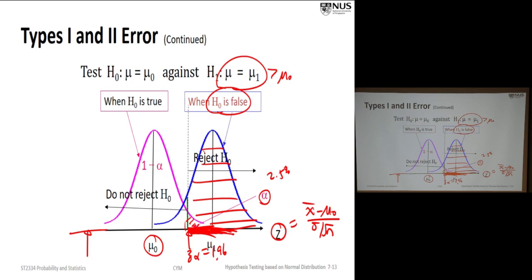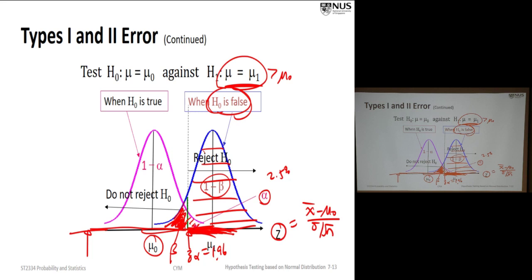And this is the power. What is the probability of committing a type 2 error? A type 2 error is when you do not reject the null hypothesis when the null hypothesis is false. In this case, false means mu equals mu1. So whenever it is here, we do not reject, and that commits a type 2 error. This is the probability of committing a type 2 error. So this part is 1 minus beta, and this part is beta.